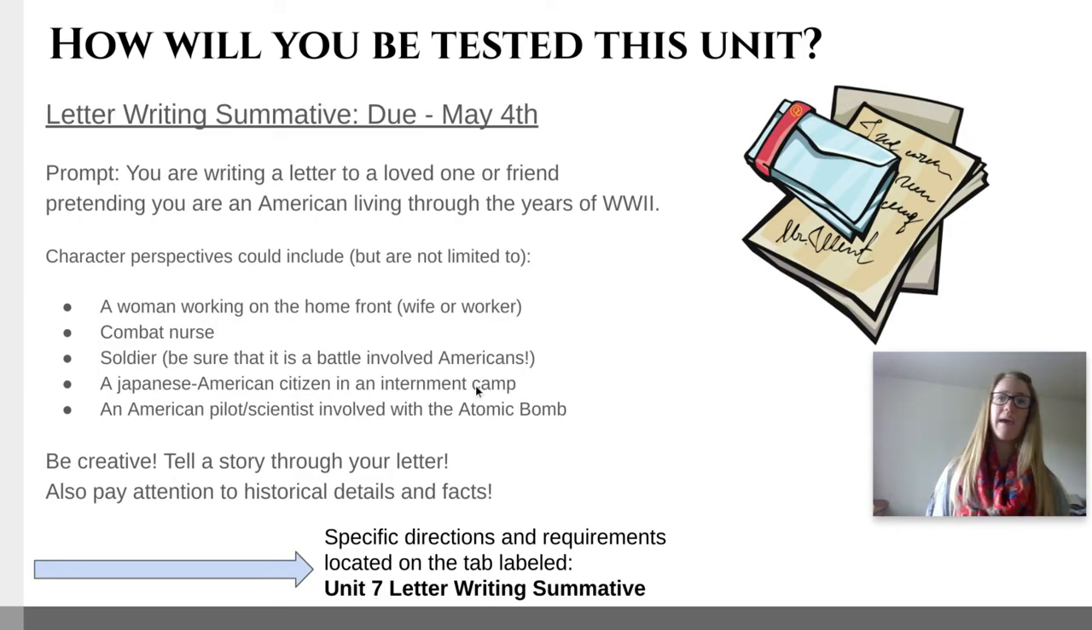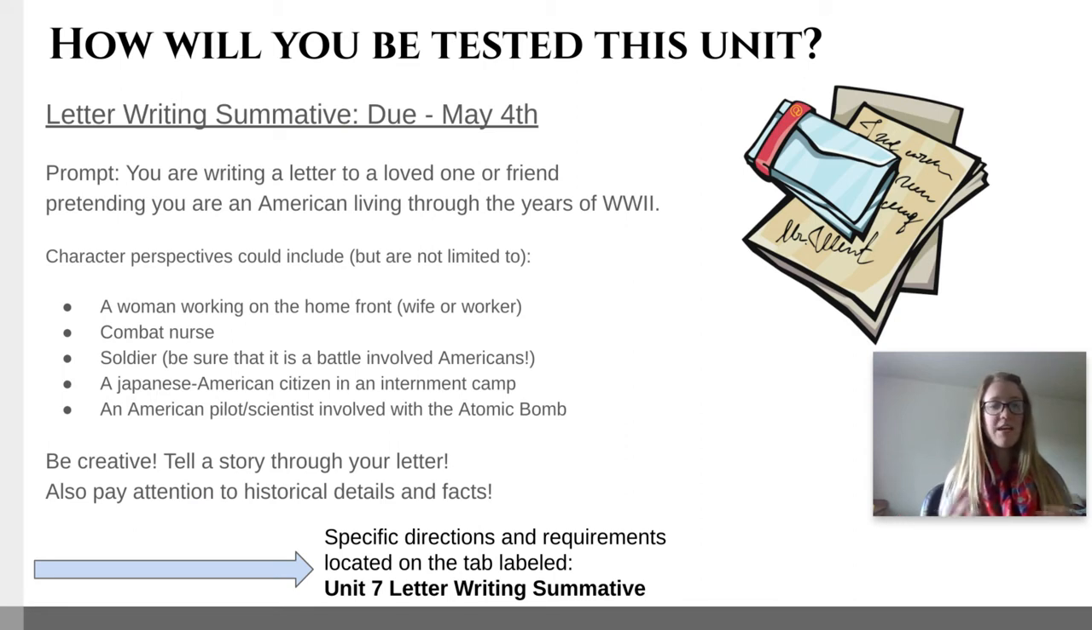The second way that you will be assessed for this unit is you are going to be writing a letter. This is an imaginative or creative writing assessment. The prompt is that you'll be writing a letter to either a loved one or a friend, and you're pretending to be an American living through the years of World War II. With that in mind, I'm really leaving this open to you. I want you to be creative. I want you to take an opportunity to try and tell a story.